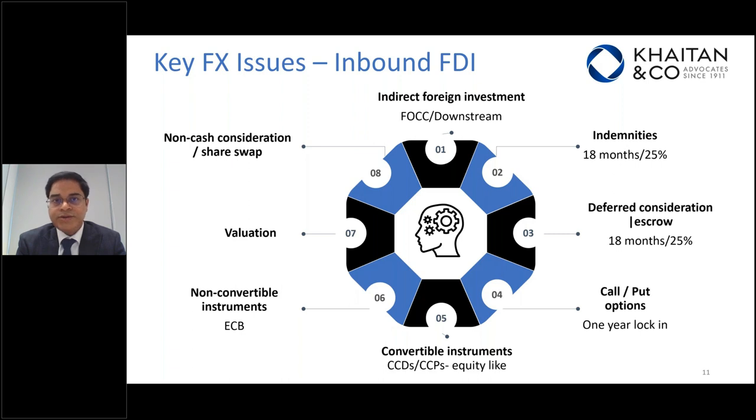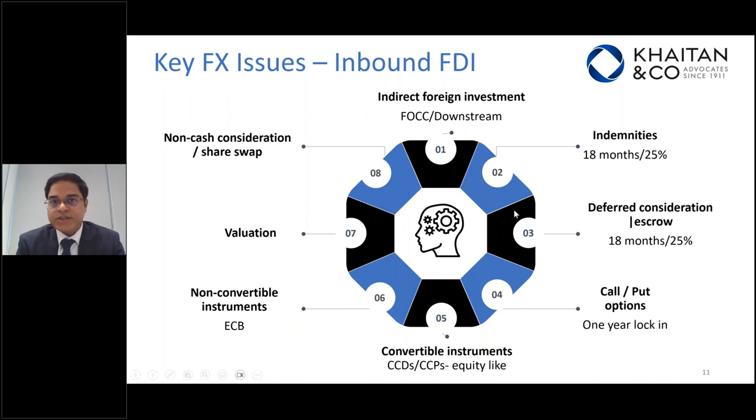Likewise, in relation to deferred consideration, whenever a transaction takes place between a non-resident and a resident, certain consideration can be deferred up to a period of 18 months, and for a maximum of up to 25% of the overall consideration. Likewise, for that same purpose, an escrow can also be created in India, and that 25% can be kept in escrow. What I want to highlight is that if these conditions are not being met, then an approval requirement may get triggered from the Reserve Bank of India, and therefore the foreign investor should be mindful of the approval requirement in relation to non-compliance with any of these conditions.